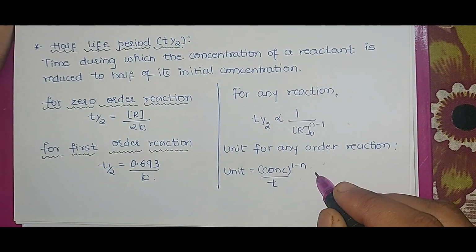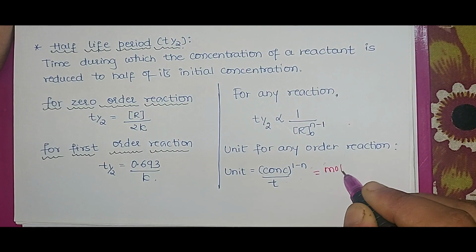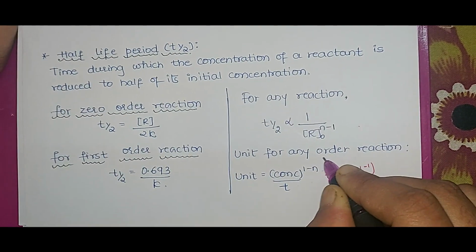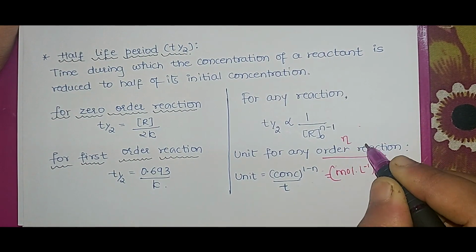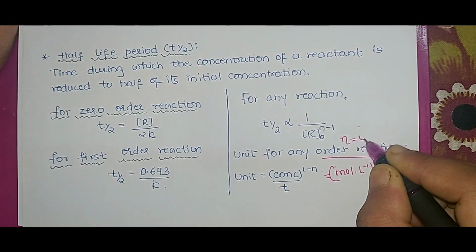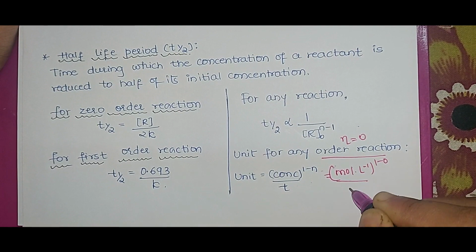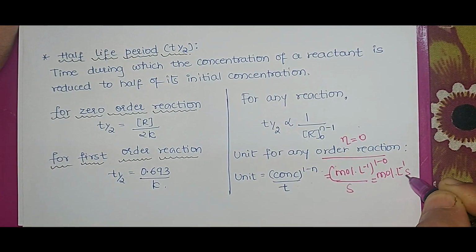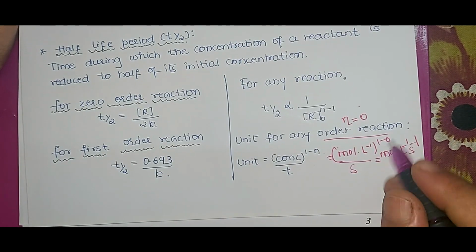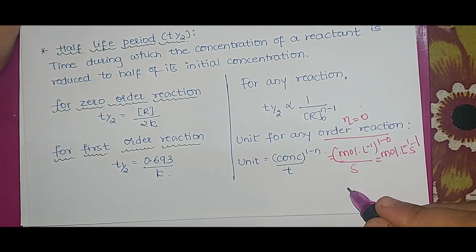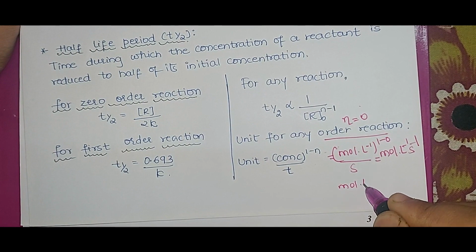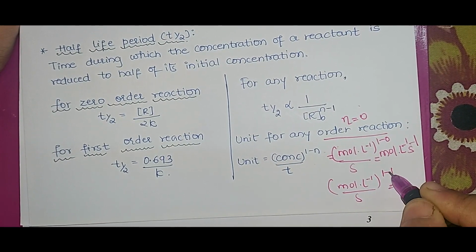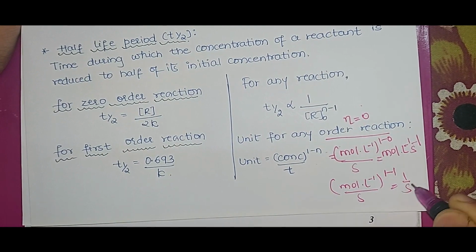So let us consider a zero order reaction. If it is a zero order reaction, n becomes 0. So concentration raised to (1 - 0) divided by time in seconds. So mole per liter per second is the unit for zero order reaction. Similarly, if it is first order reaction, n becomes 1. So 1 minus 1 divided by second. Concentration raised to 0 is 1, so it's per second.